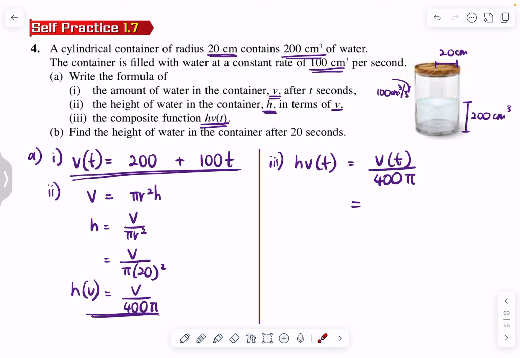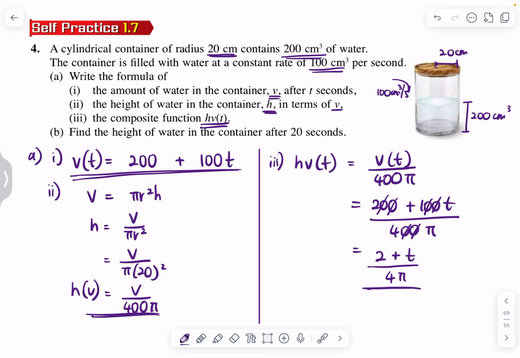Then we know what V of t is. We found V of t earlier. We put this inside here. So it will be 200 plus 100t divided by 400 pi. So we can simplify this. We can divide everything by 100. So we're going to get 2 plus t over 4 pi. This is h of V of t.